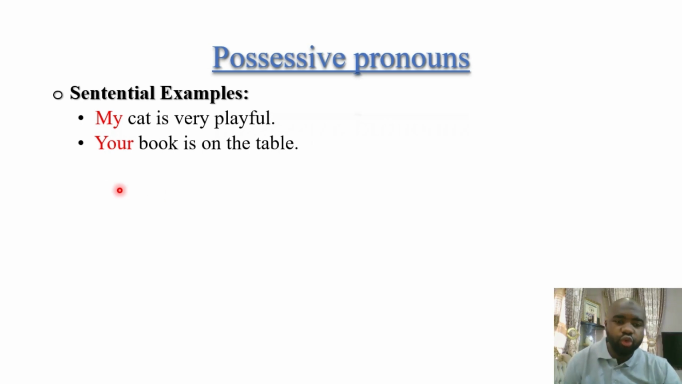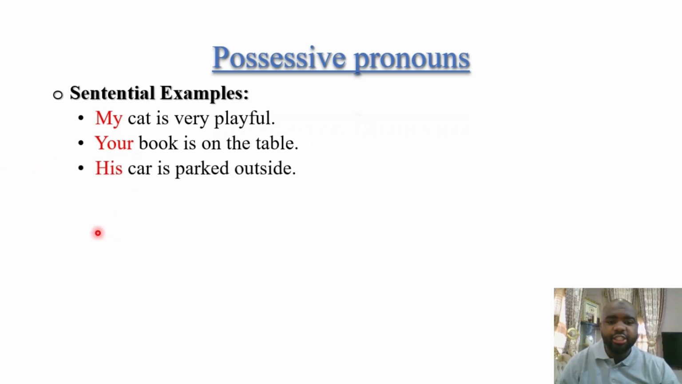Here we also have: Your book is on the table. Here you can see it, your book. It comes before the noun, so it's a pronoun, quite sure, but it takes the work of an adjective, and also maybe a determiner. We'll explain more of these two, adjectives and determiners, in our upcoming sessions.